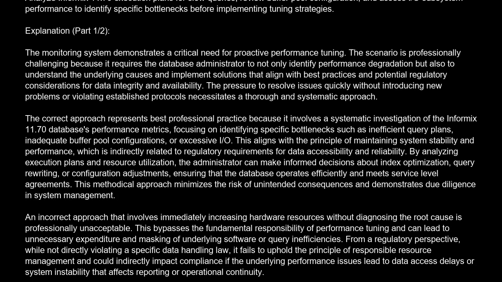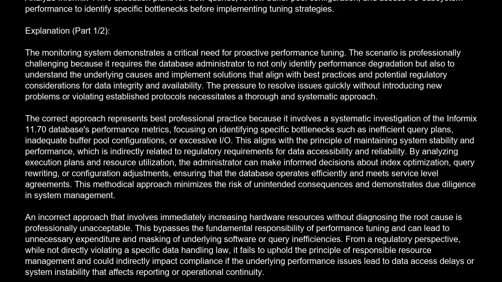The correct answer is C. Analyze Informix 1170 execution plans for slow queries, review buffer pool configuration, and assess I/O subsystem performance to identify specific bottlenecks before implementing tuning strategies. Explanation. The monitoring system demonstrates a critical need for proactive performance tuning.